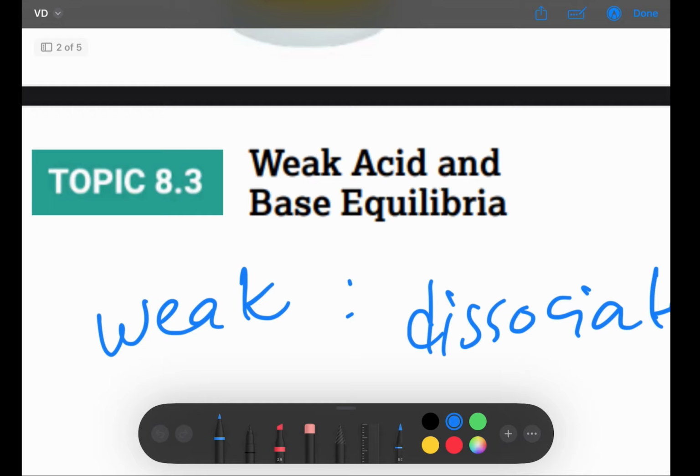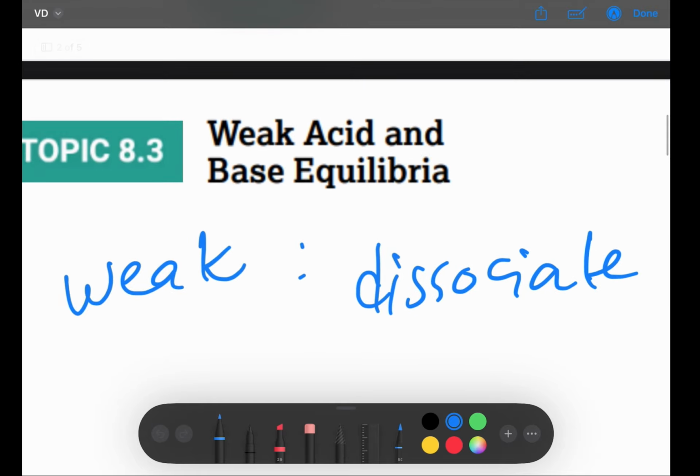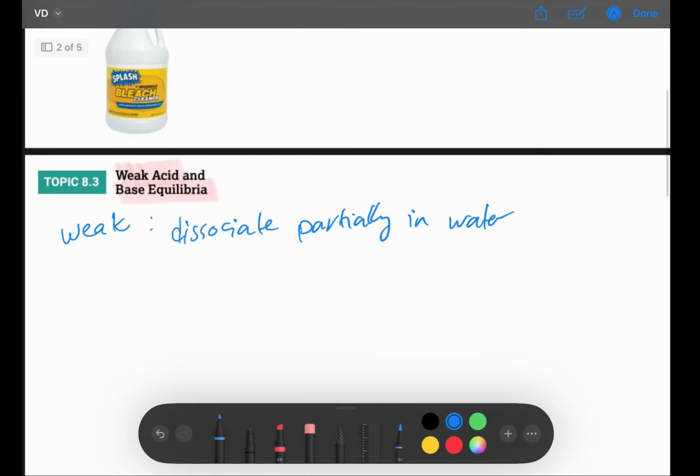Today we'll start with section 8.3, which is all about weak acid and base equilibria. In the previous video, we covered the strong acids and bases, and today we're going to cover the weak ones. As we're going to learn, the concept of weak indicates dissociating partially. So if you just put a weak acid or base in water, they will partially dissociate.